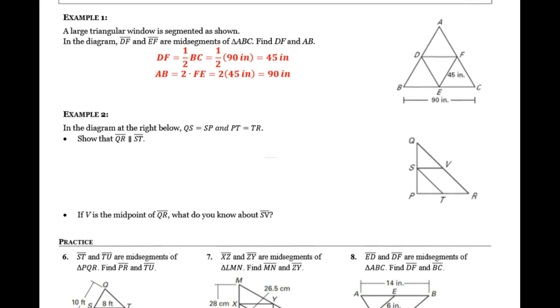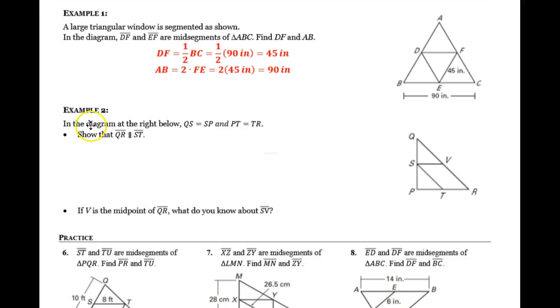In example 2, we are given that QS is equal to SP. So I can go ahead and mark that on my diagram. And then I also know that PT is equal to TR. So now I've got this marked on my diagram, and what does that tell me? Well, I want to show that QR is parallel to ST.